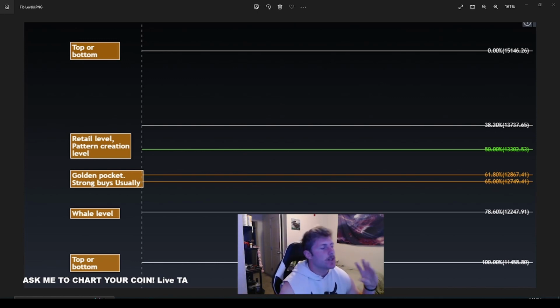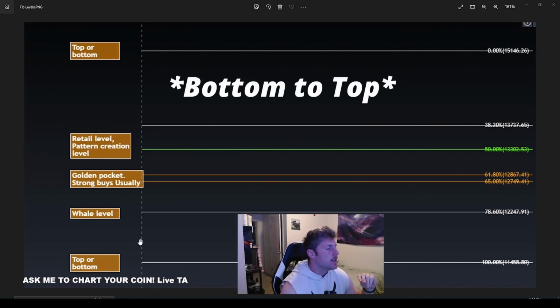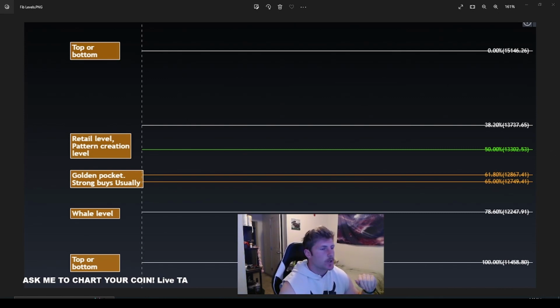So for example, if we drew our Fibonacci, just a basic Fibonacci, top to bottom, we'll have our 100 at the bottom and our 0 at the top. Just simply, those are your tops and bottoms of Fibonaccis. The important stuff is all in between. This 38.2 is the first level we're going to talk about.